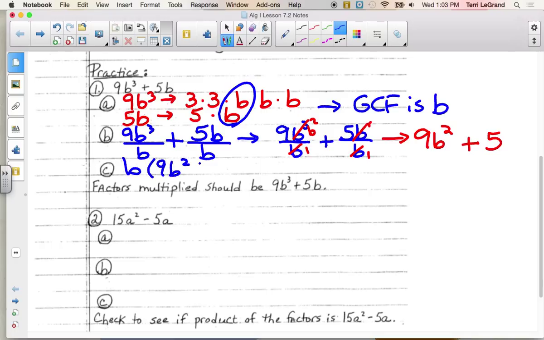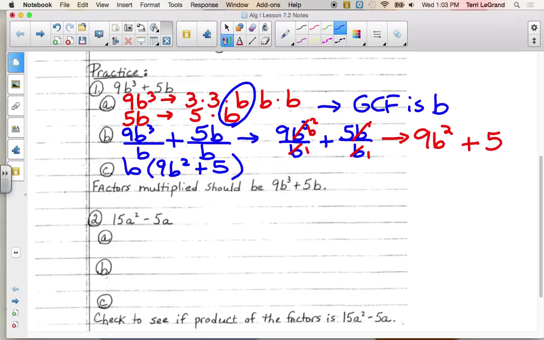9b squared plus 5. Now how do we know if we have a good answer? It would multiply back out to get what we started with. So if we took that monomial b times that binomial 9b squared plus 5, it better get us back to 9b cubed plus 5b. How are you feeling about that? Think it would? We did the distributive part, we did the actual multiplying.